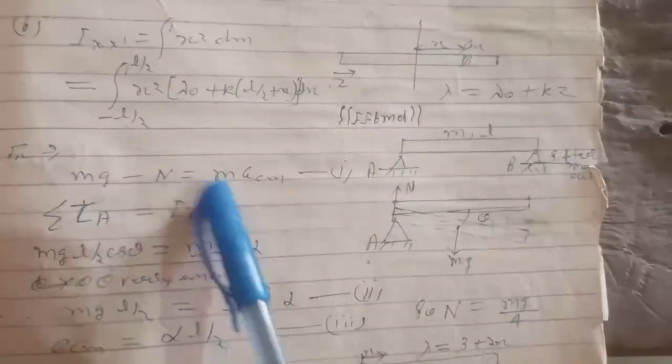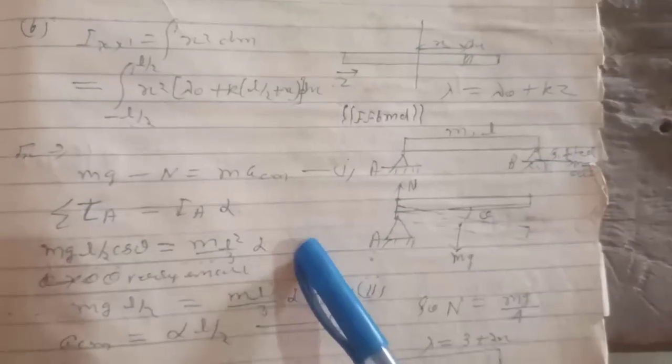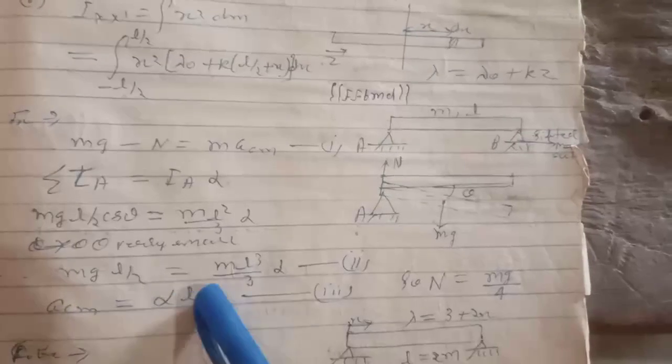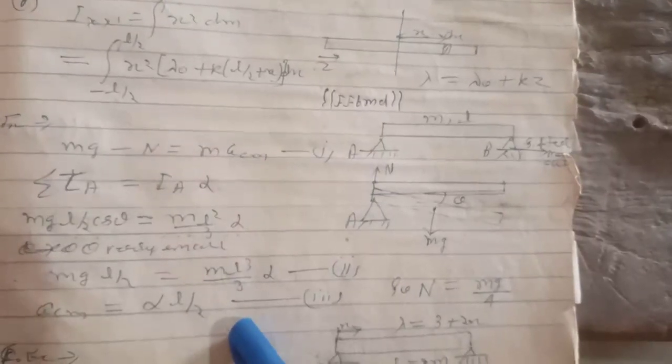In this case, mg minus N equals m into ACM, or sigma tau about A equals I into alpha, or mg into L by 2 cos theta equals m L square by 3 into alpha. When theta is very small, mg into L by 2 equals m L square by 3 into alpha, or ACM equals alpha into L by 2. So N equals mg by 4.